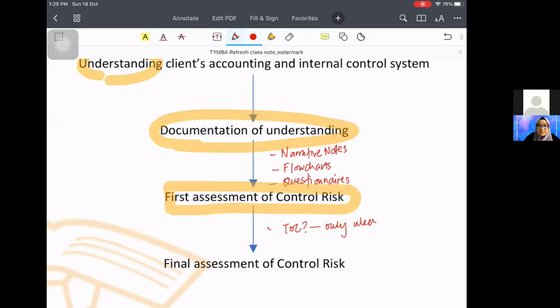Who can remember? When should we perform test of control? When interim audit? No. Interim audit, it can be performed on the final audit too, but you have more specific answers. When should you perform test of control? Only when you want to rely on internal control. How can you rely on internal control?